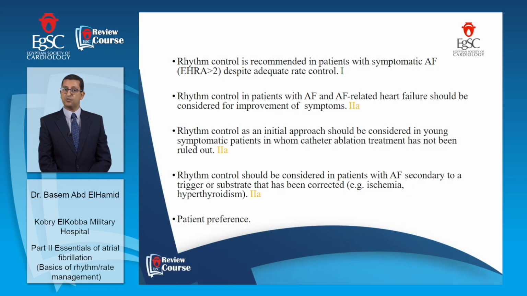Rhythm control in patients with AF and AF-related heart failure should be considered for improvement of symptoms, class 2A. Rhythm control as an initial approach should be considered in young symptomatic patients in whom catheter ablation treatment has not been ruled out, class 2A. Rhythm control should be considered in patients with AF secondary to a trigger substrate that has been corrected, like ischemia or hyperthyroidism, class 2A. And finally, of course, the patient preference.